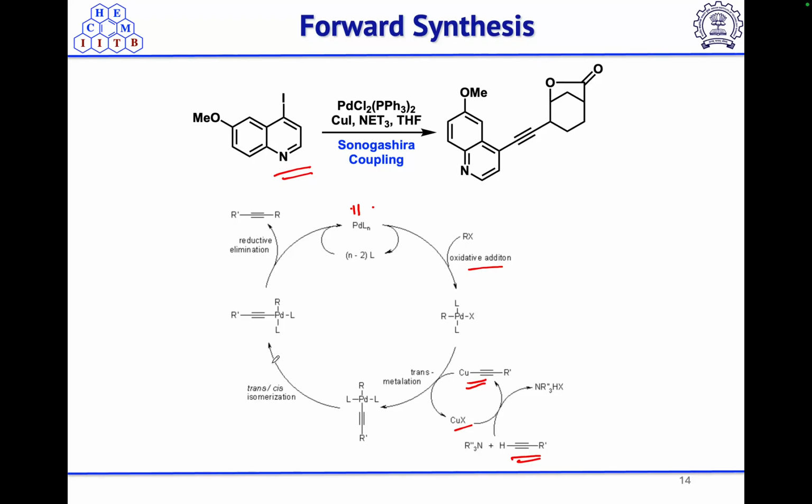Now this trans-cis isomerization of the ligands at the palladium center will happen, and now reductive elimination. Reductive elimination at this palladium center will give this Sonogashira coupling product, and you will get palladium 2 again. So this is a catalytic cycle. You can use 10 mole percent of palladium and copper iodide also 10 mole percent. You will get the Sonogashira coupling product exclusively. These reactions are very good in terms of yield, very efficient. It's very nice.